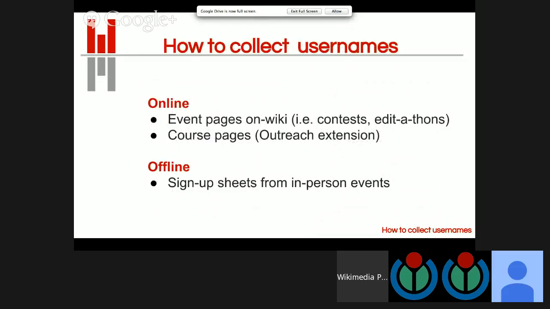So importantly, to be able to use Wikimetrics, you need to actually gather a list of usernames. There are two different ways to do this. You can either do it online or offline. Online, often you can use event pages or course pages. Offline, a lot of times people use sign-up sheets, so paper sign-up sheets for in-person events.